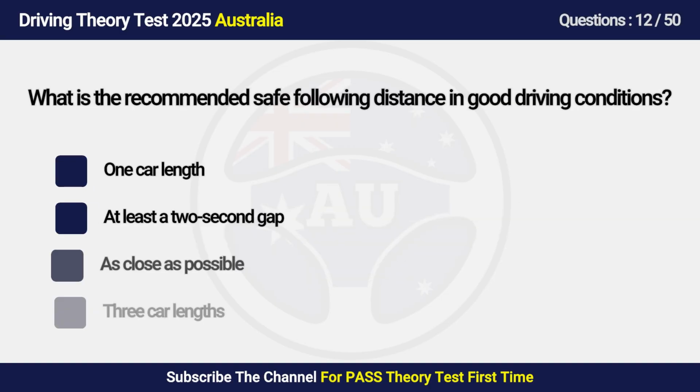Question 12. What is the recommended safe following distance in good driving conditions? A. 1 car length. B. At least a gap. C. As close as possible. D. 3 car lengths.